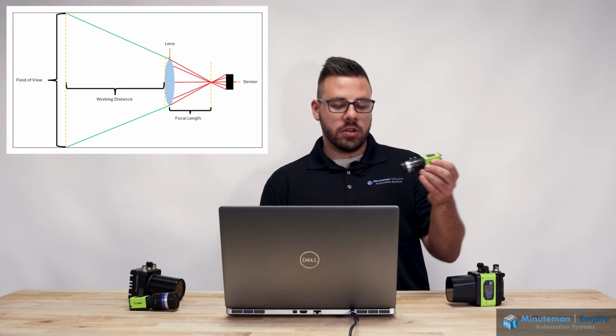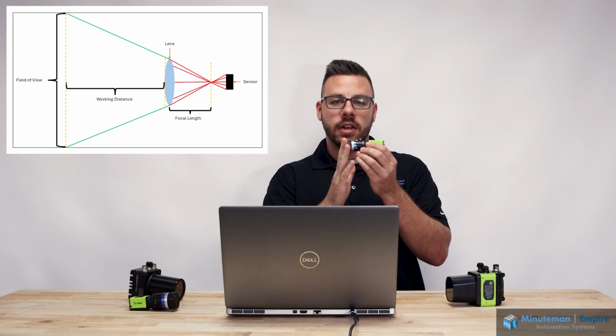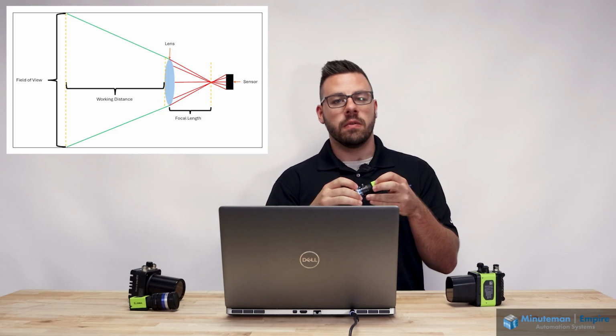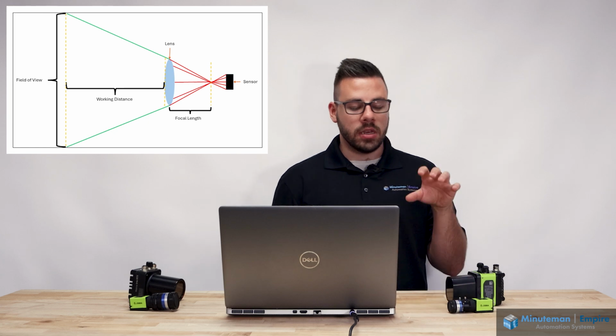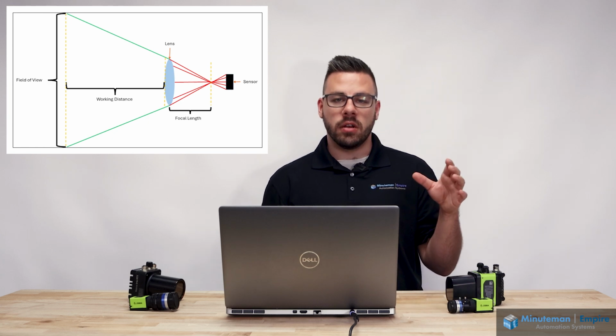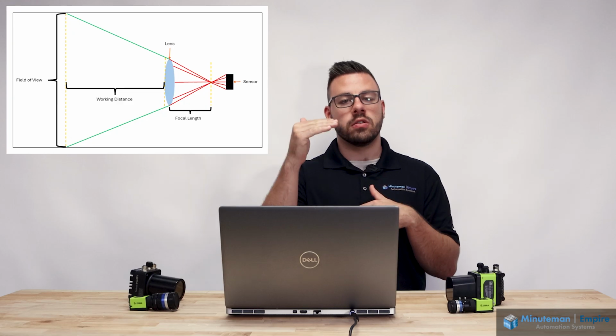The next piece of terminology is working distance. How far is the front face of your lens from the object or the surface you're trying to measure? And then finally, we have field of view, which is what the camera is seeing in terms of area. This is a dimensional value in your horizontal direction as well as your vertical direction.